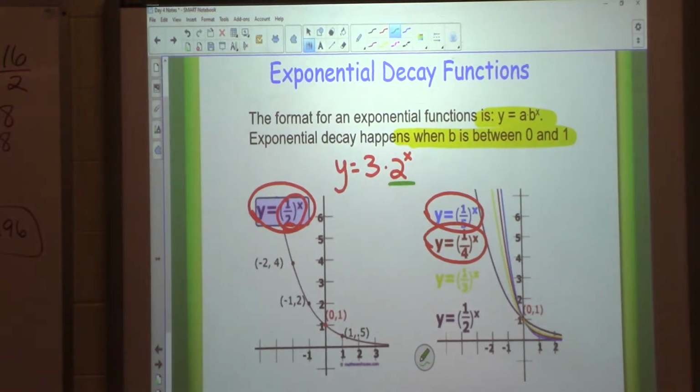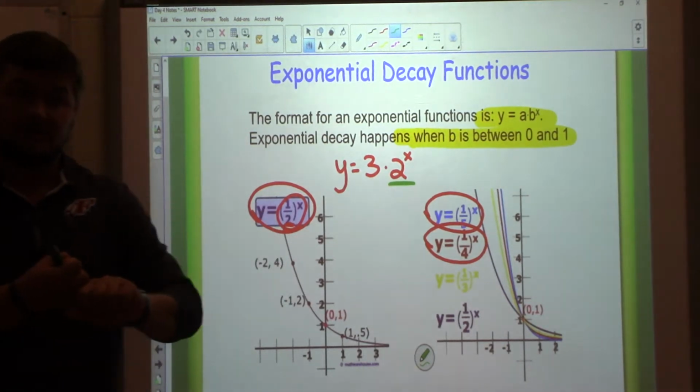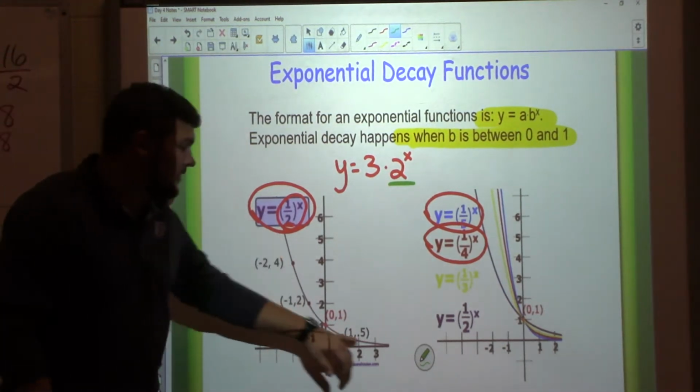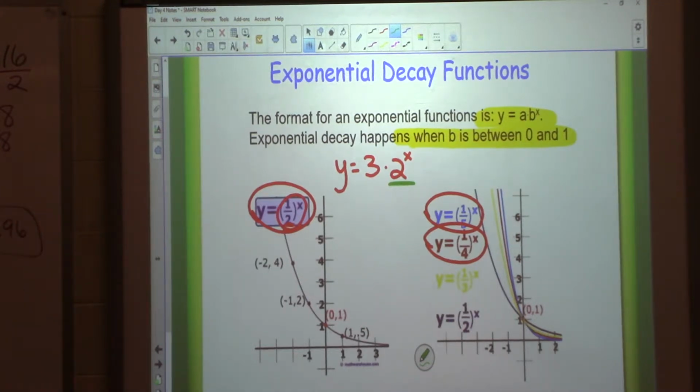Be able to look at a function and tell us whether it's growth or decay just by looking at the b value. We also need to see, looking at a graph, if it goes down, it's decay. If it goes up, it's growth. That's the other big part of what we need to take away from today. Those are the two big takeaways from today. Someone tell me what the two big takeaways are. I just said them.